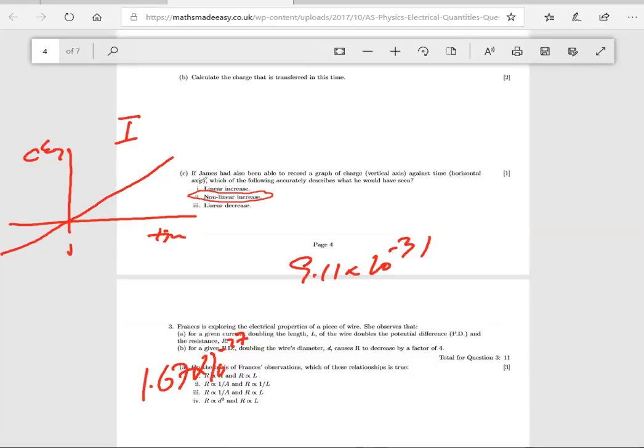Let me check the answer. I thought we need to draw the graph of each. We need to choose one of these three. If with the passage of time the number of charges is increasing, then your curve will be like this. This is the current. And how do you know the number of charges is increasing over time?